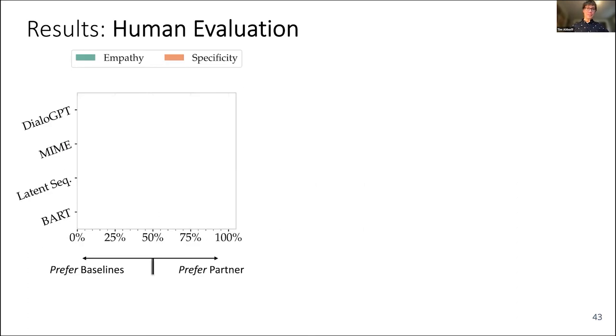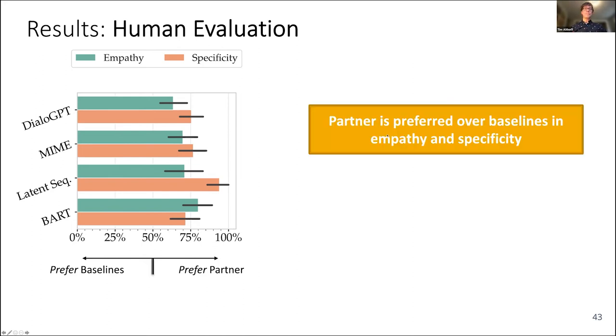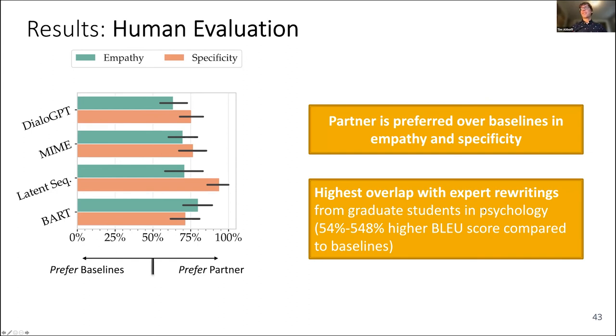And here in this figure, we denote the preference on the x-axis. So what we're hoping for is to be on the right-hand side, which would indicate that these human evaluators preferred our proposed model. And indeed, this is what we find both on empathy as well as specificity. It also had the highest overlap with expert rewriting. So we would ask all these experts to actually write a new response and then check overlap in terms of BLEU scores, which was a lot higher for our model as well.